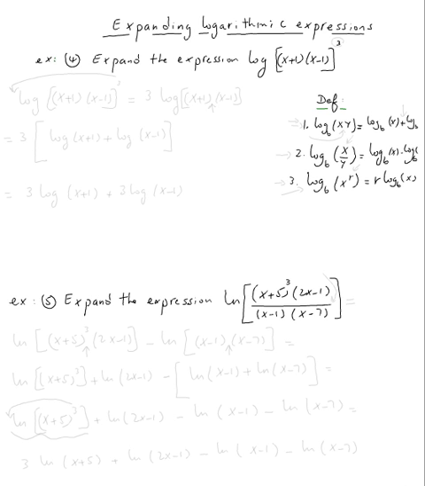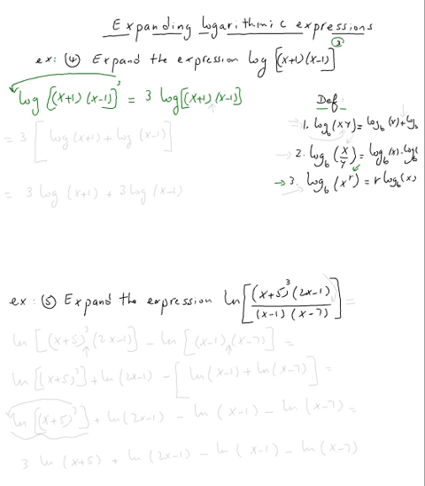Since we have an exponent here, we have to use number three. Using number three means log of x plus 1, x minus 1 cubed, the 3 just moves here. So this is equal to 3 log of x plus 1, x minus 1.